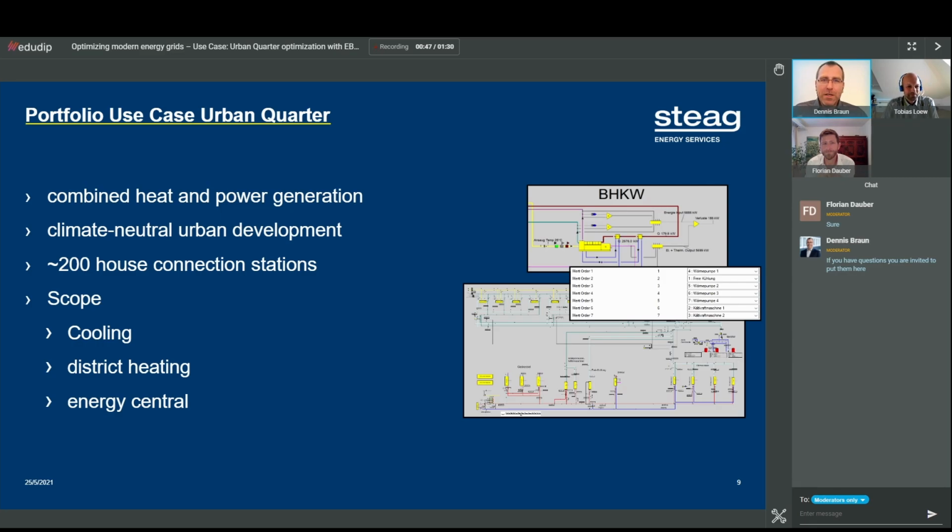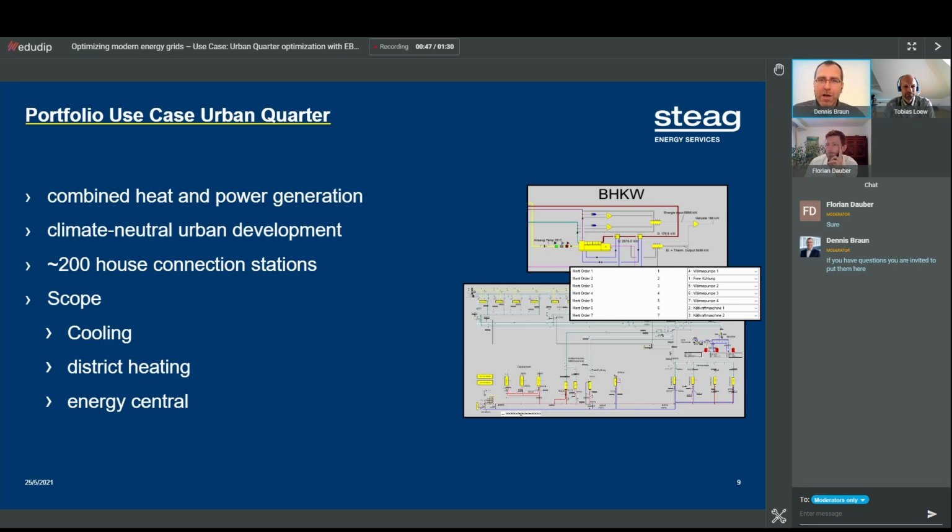So the use case of the urban quarter is our main topic of today, but now we have the groundwork done to see what that is. We cannot talk about the optimization without talking about Epsilon and the components first. This project, Florian, encompasses combined heat and power. It was supposed to be a climate neutral urban development, something new, where in the past something old has been. So very much looking at the current requirements.